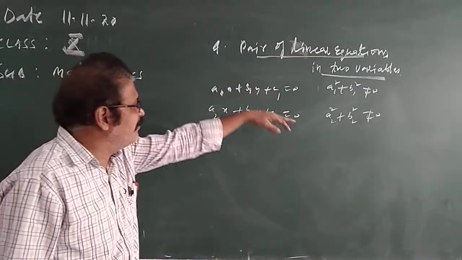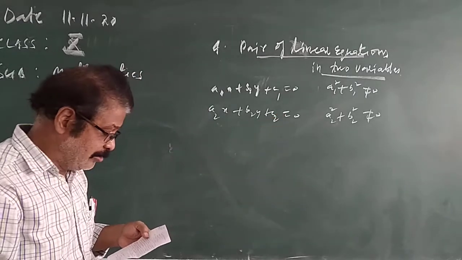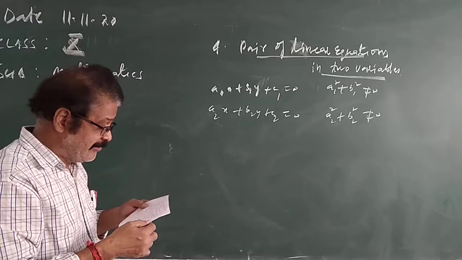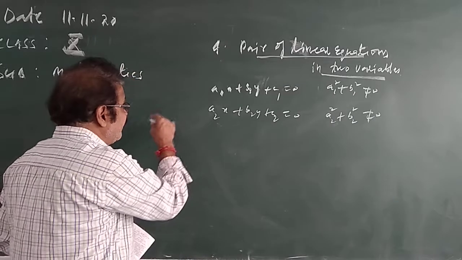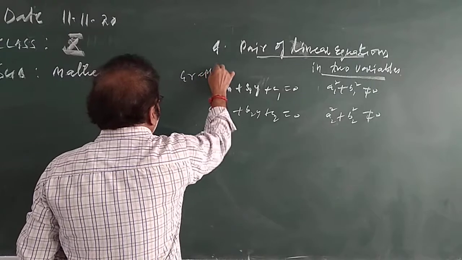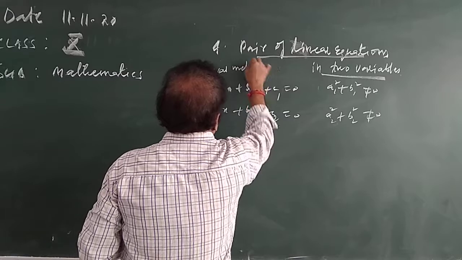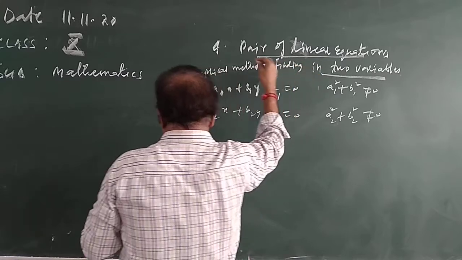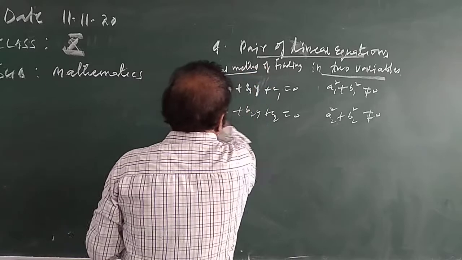a1x plus b1y plus c1 equal to 0, a2x plus b2y plus c2 equal to 0. These are the pair of linear equations in two variables. So, the graph of linear equations, the graphical method. Now let us see, this is the graphical method of finding the solution.